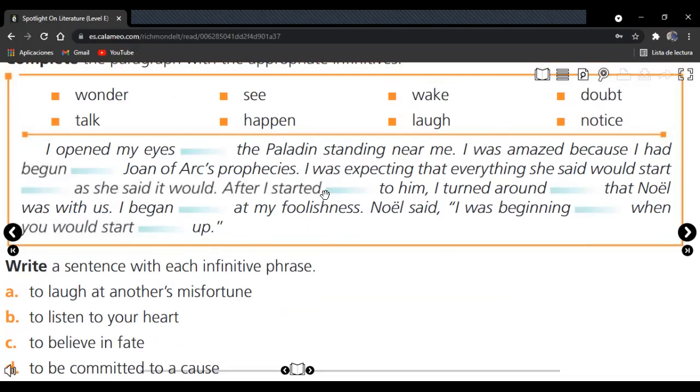After I started to talk to him, I turned around to notice that Noel was with us. I began to laugh at my foolishness. Noel said, I was beginning to wonder when you would start to wake up.